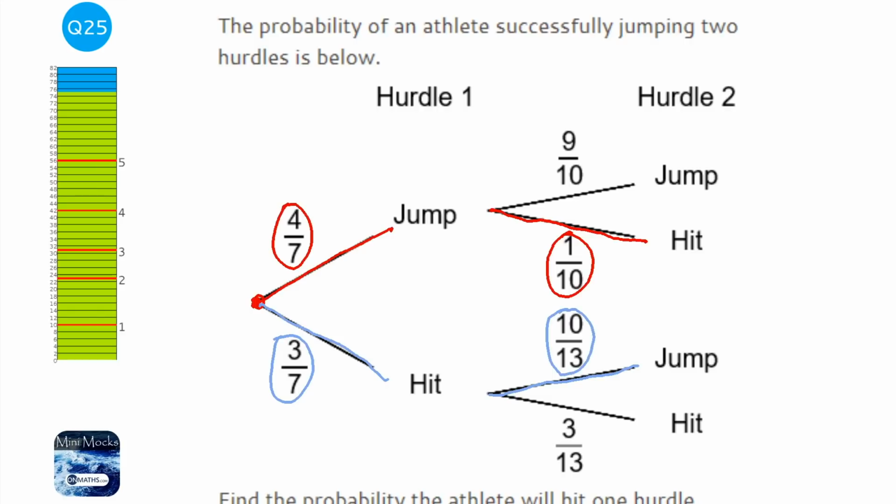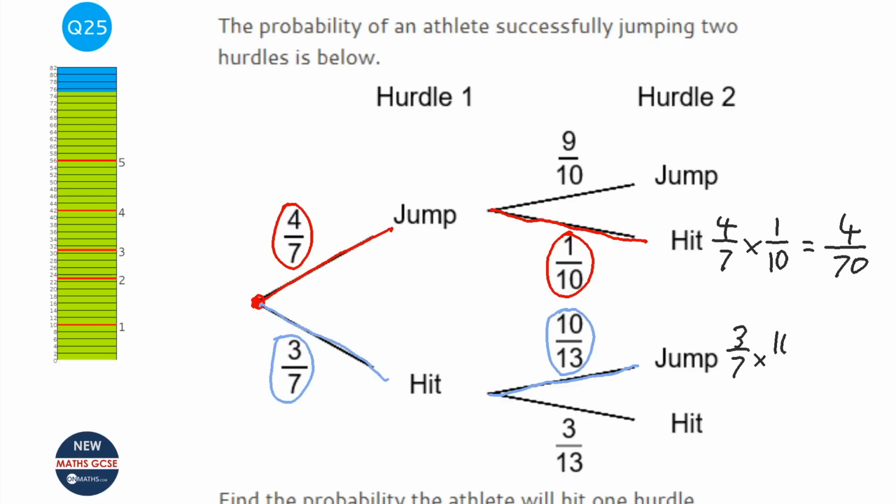Okay, what we need to do next is work out the probabilities he will jump the first one then hit the second one. So we just get the 2 fractions and times them together. So that would be 4 over 70. No need to cancel at this point. Okay, and let's work out the probability you hit the first one and then jump the second one. So that's 3 over 7 times 10 over 13.